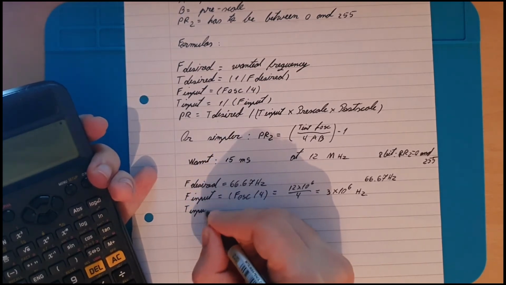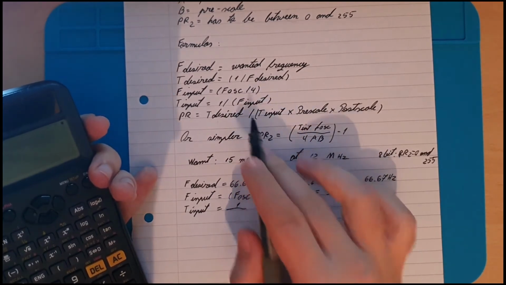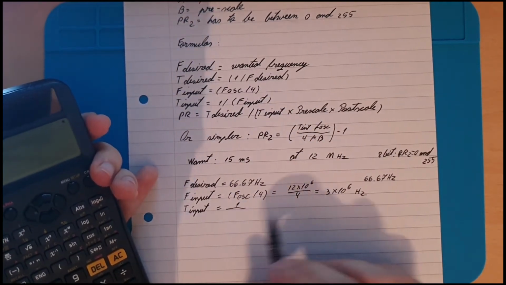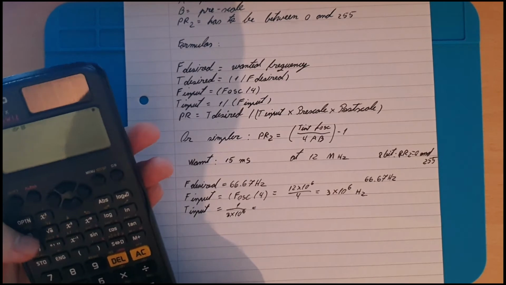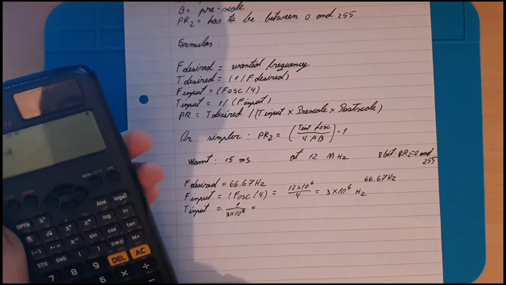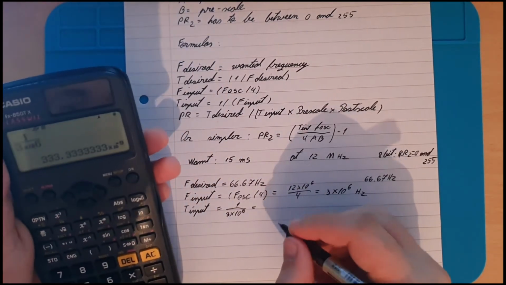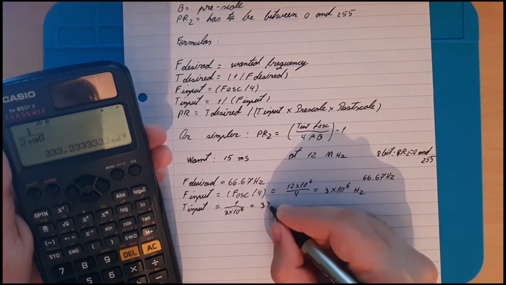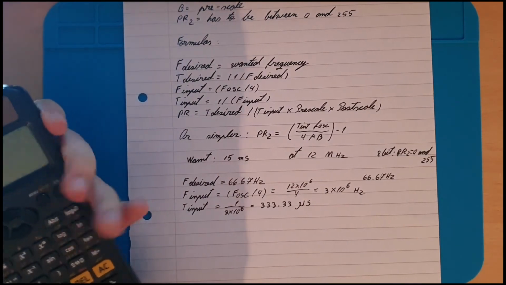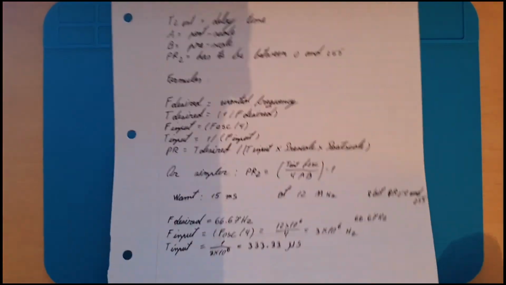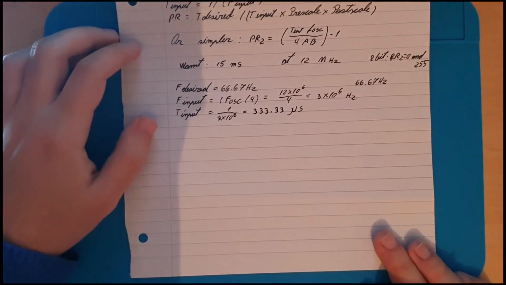And T input will simply be equal with 1 over F input. And F input is 3 times 10 to the 6th, so that'll be 1 over 3 times 10 to the 6th, 333.33 microseconds. There you go. So we found those values. Let me push this one a bit higher up. There you go. Now what we need to do is to calculate the PR value.